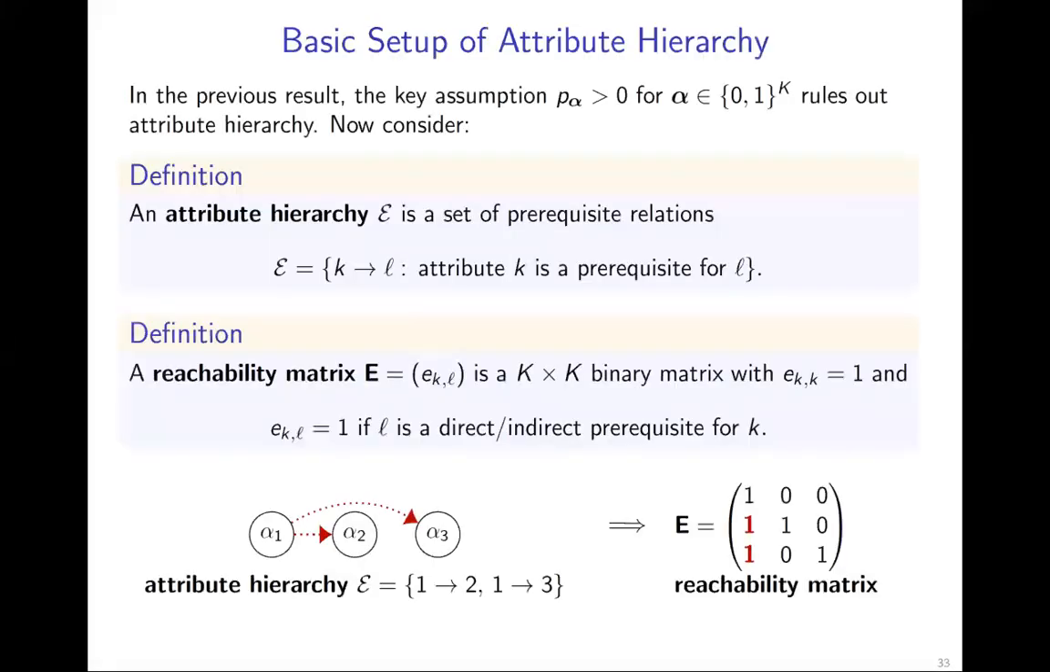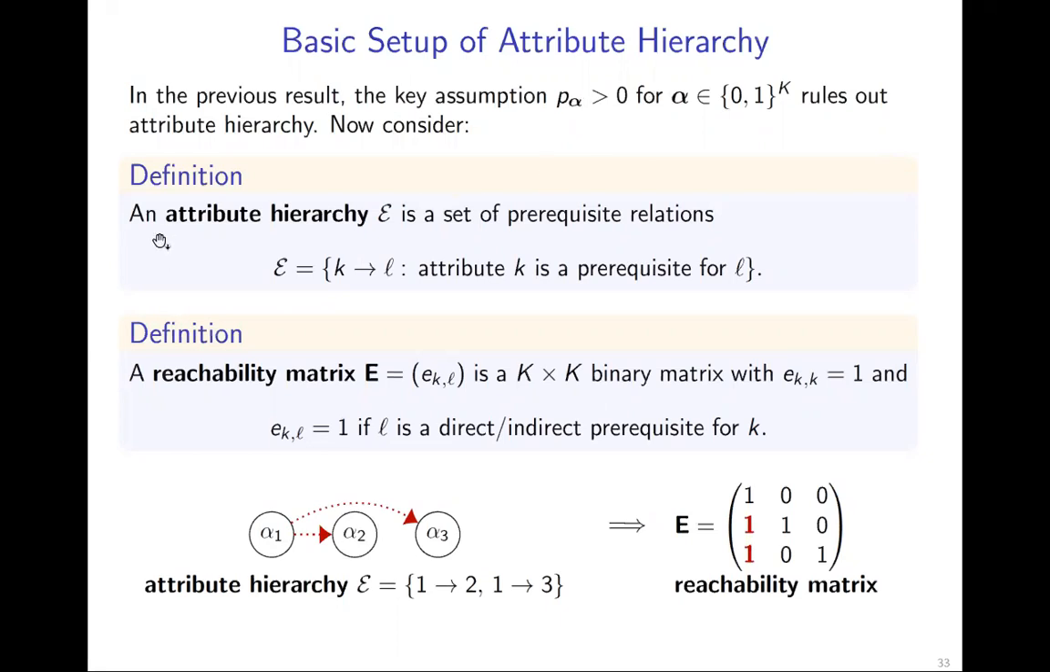So I will introduce some basic setup here. In our previous results, we made the key assumption that P alpha is greater than 0 for all the possible latent pattern configurations. And this actually rules out attribute hierarchy. And next, let's consider that P is actually 0 for some latent profiles.